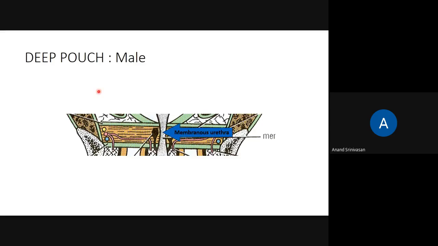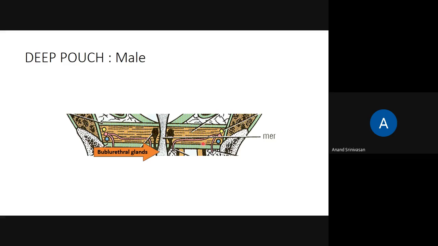We will see this here: the membranous urethra, the sphincter urethrae, and the bulbourethral gland. You can see the bulbourethral glands are present on either side of the membranous urethra, and they open into the bulbar urethra. They pierce through the superficial perineal membrane. This is the superficial perineal membrane, and this is the deep perineal membrane.